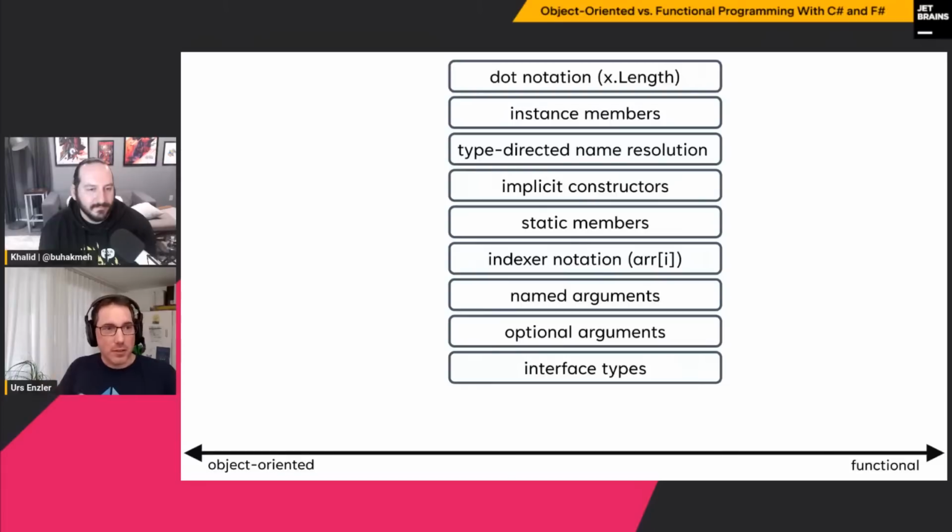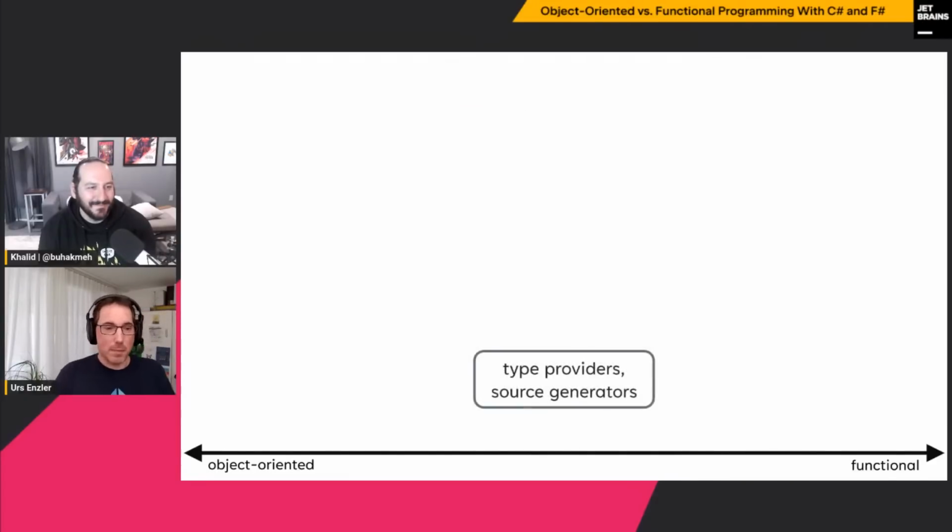So there are things like dot notation, so that you can write list.length, for example. We have instance member, type-directed name resolution, so that methods are bound to a type. You have implicit constructor, static members, index annotation, named arguments, optional arguments, and interface types. So I assume you all know that. If not, please ask a question in the chat. It's everyday stuff, either as a C# or an F# developer. So then we go a little bit further into the object-oriented side. Oh no, yeah, I switched the order of the slides, so I'm not used to that.